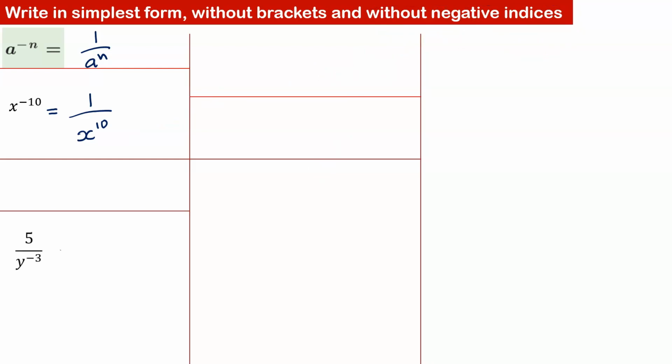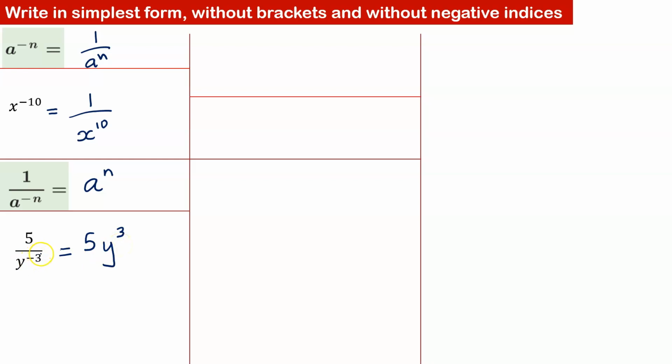Next one, we have 5 over y to the negative 3. Now, how do we do this one again? 1 over a to the minus n, that's equal to a to the n. Same thing here. That 5 stays where it is, followed by y to the positive 3. And that's all there is to that question.